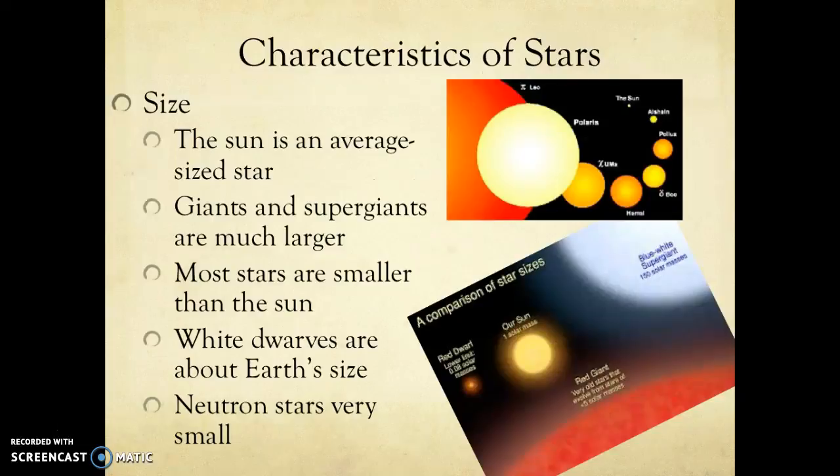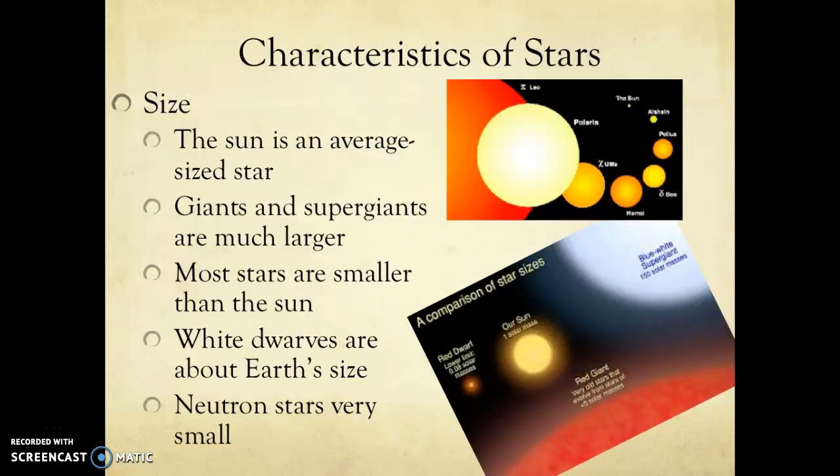Other characteristics. Size. Stars are huge. They are bigger than planets. Now, the sun, our sun in our solar system, is an average-sized star. We have ones that are much larger, called giants and supergiants. And you can see in the pictures off to the side how large giants and supergiants are compared to our sun. We also have stars that are smaller than the sun.